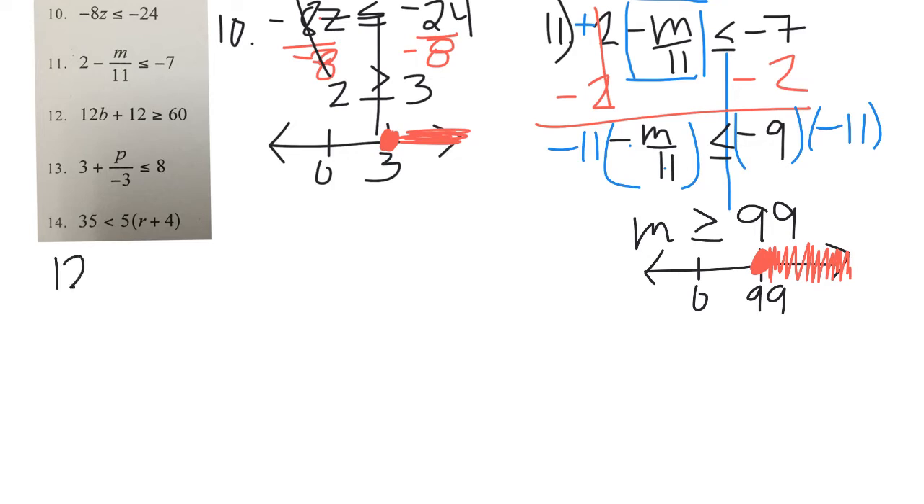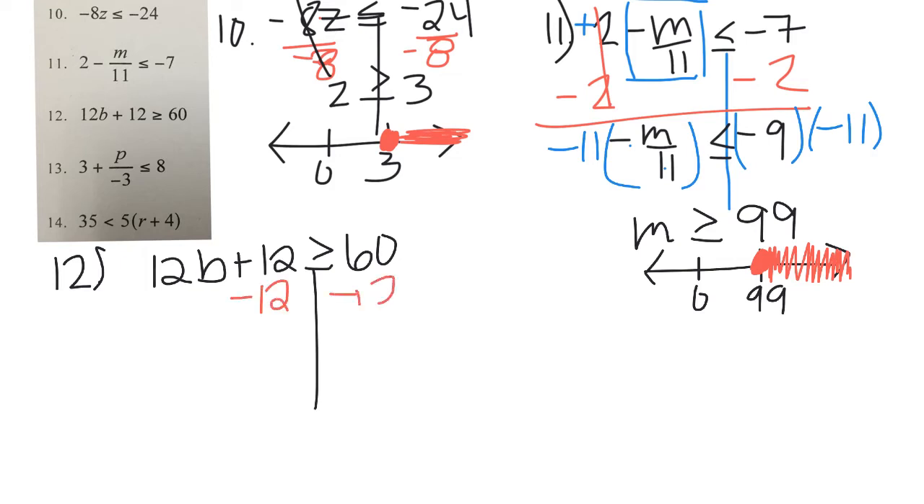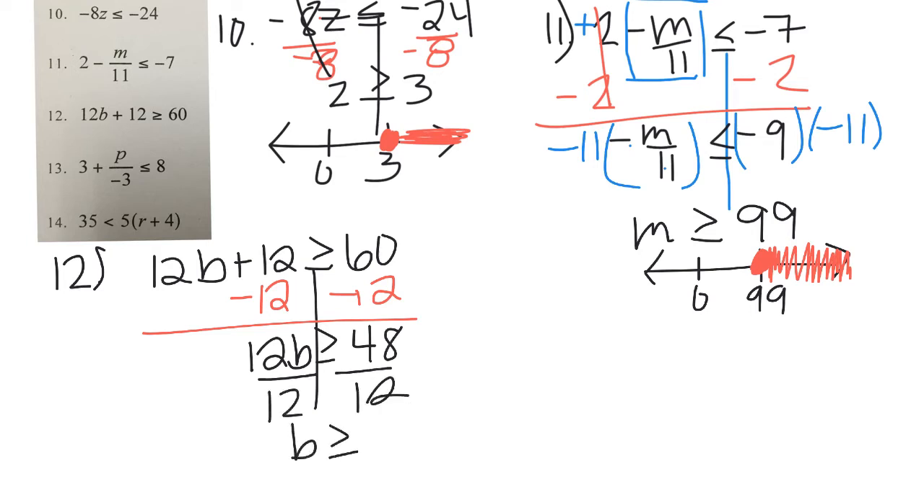Number 12. 12b plus 12 is greater than or equal to 60. And we're going to move this 12 that's being added. So we have 12b greater than or equal to 48. Divide by 12. B is greater than or equal to 4. And draw that number line. Closed circles because it's greater than or equal to. 0 is not greater than 4, so we're going to shade to the right.